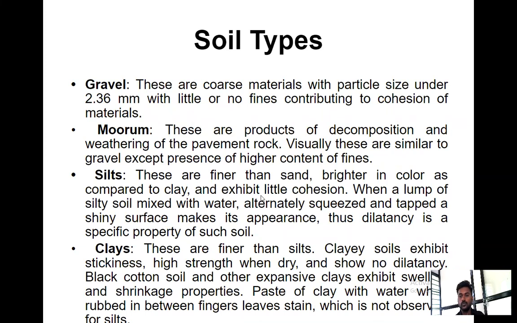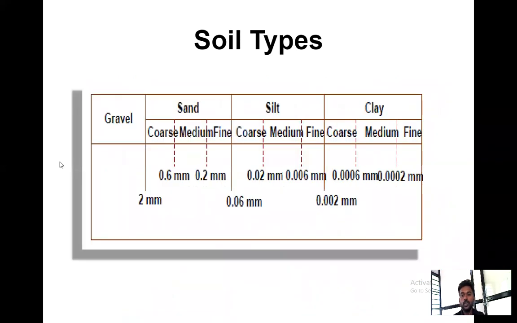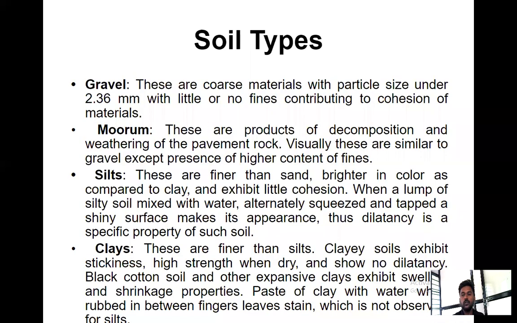Here they have also given some information about gravelly soil, murum, silt, and clay. What is gravel? These are coarse materials with a particular size above 2.36 mm with little or no fines contributing to the cohesion of the materials. When we call it gravelly soil, as we have seen in the pictures, the soil size is above 2.36 mm, and it has little contribution of cohesive fines.